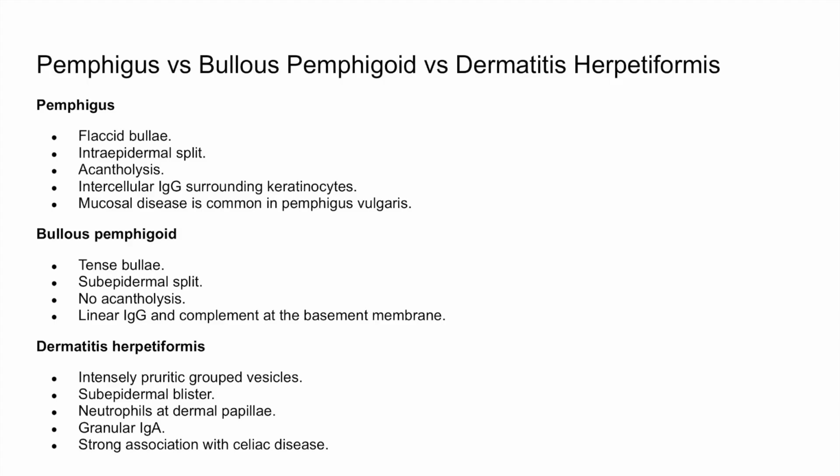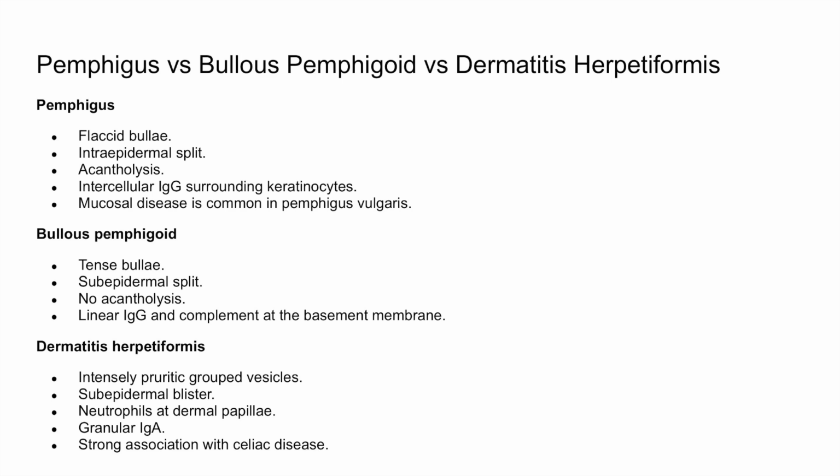All right, so pemphigus produces flaccid bullae because of the split. Because the split is within the epidermis, right? So it features acantholysis and intracellular fishnet IgG around keratinocytes, with mucosal disease being especially common in pemphigus vulgaris. Bullous pemphigoid produces tense bullae because the separation is below the epidermis, and it has no acantholysis, often contains eosinophils, and shows linear IgG and C3 along the basement membrane.